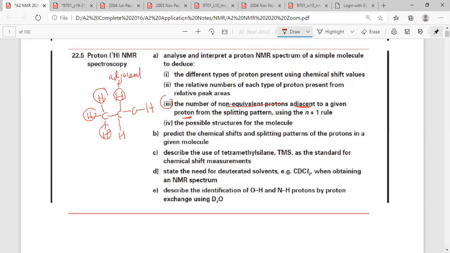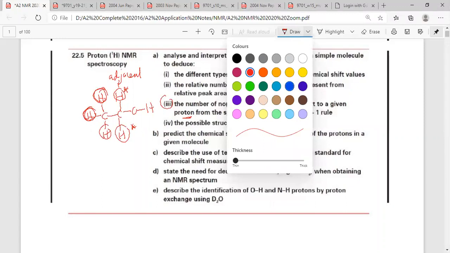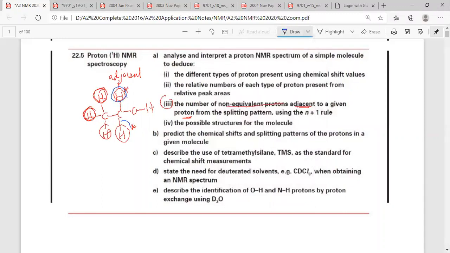Adjacent hydrogen to this one here, and this one here. This fellow here, and this fellow here, and I put the blue color here. So this and this are called what? Adjacent protons. Non-equivalent. That means these two are not the same as these three. These three are what? Equivalent. But this and this are what? Non-equivalent.